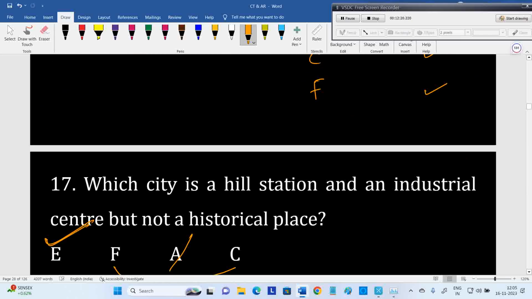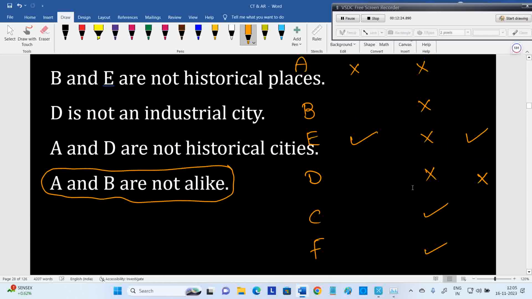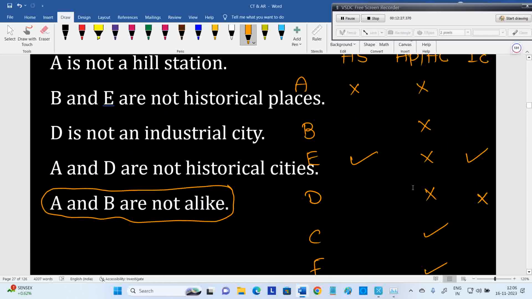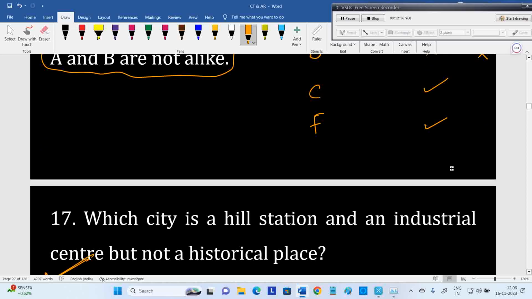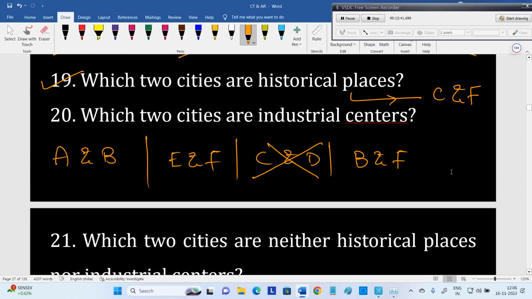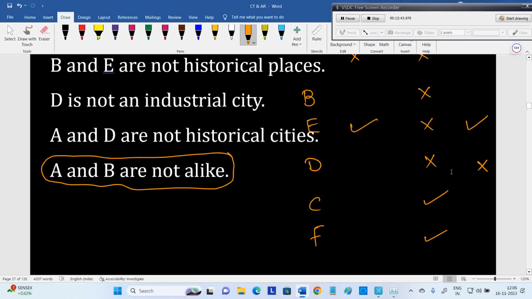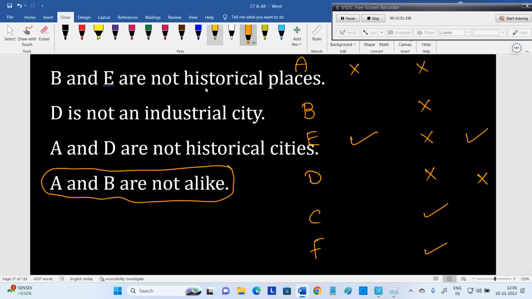They want two industrial centers, right? Okay, so which is the other thing? A and B are not alike. Already A is a hill station, so B is to be taken as a hill station. Then, among the remaining, B and F, E and F. If you go with B and F, B industrial city, F industrial city, okay fine, that's one thing. A and B are not alike, good.